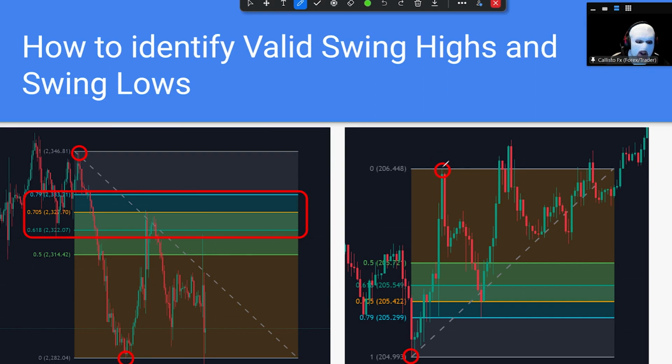Once you start to see a retracement close to the 0.5 level, as seen over here, that's when you can start to really plot this level here. Plot this fib from the swing low to the swing high. And as you can see, these levels here from the 0.618 to the 0.79 created a very nice rejection of this zone.